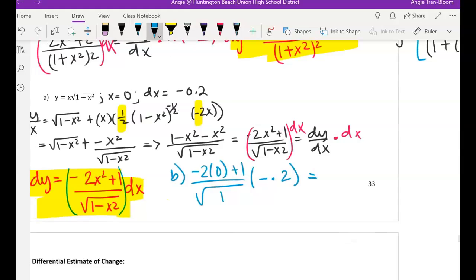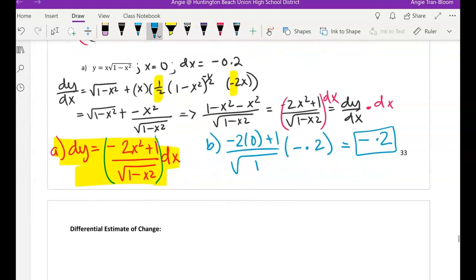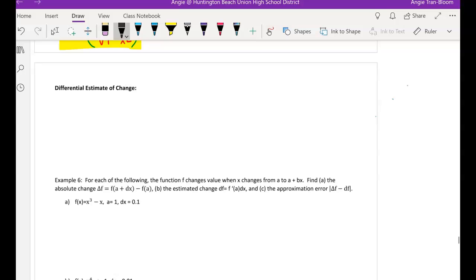That will come out to be a negative 0.2 because 1 divided by 1. So right now, the change in x is a negative 0.2, and at 0, the change in y is the same thing as the change in x. Differential estimate of change. Let's start with the definition, okay?